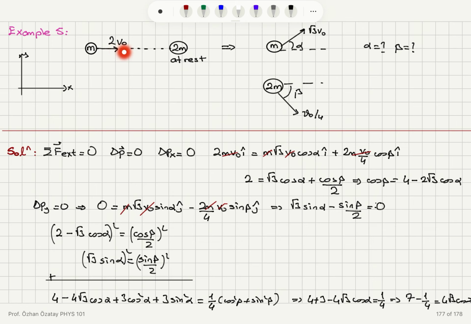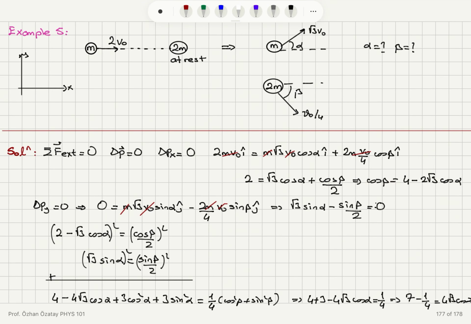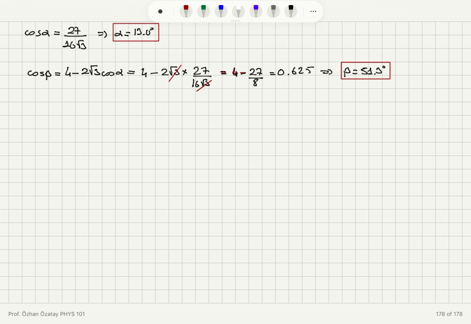2m initially at rest, m initially moving with velocity 2v0 towards 2m. We know the final speeds now in terms of v0, but we don't know the scattering angles alpha and beta. So I wrote linear momentum conservation on x-axis, on y-axis, and then I manipulated the equations to obtain cosine square plus sine square terms. And with that, I was able to identify alpha, and since beta was a function of alpha, I could determine beta.